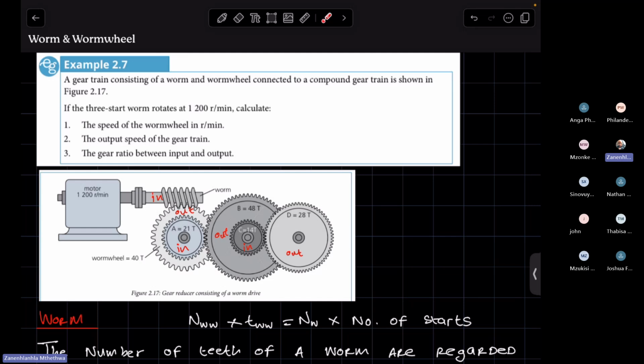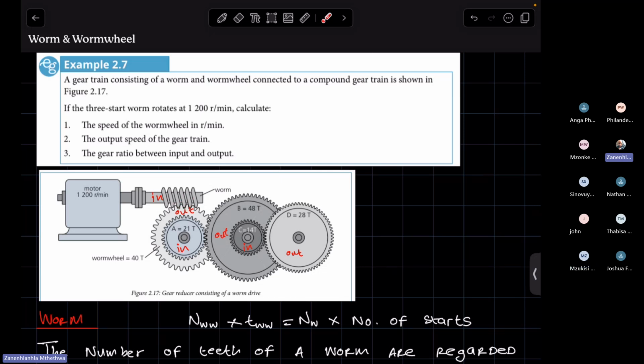The reason why you're confused is because you are looking at this one. If you look at this one, they said this is a three-start worm. If you look at the number of teeth that have been engaged here, it's one, two, three, essentially. This one isn't really engaging that tooth, and this one isn't really engaging that tooth. So essentially, only three teeth have been engaged.